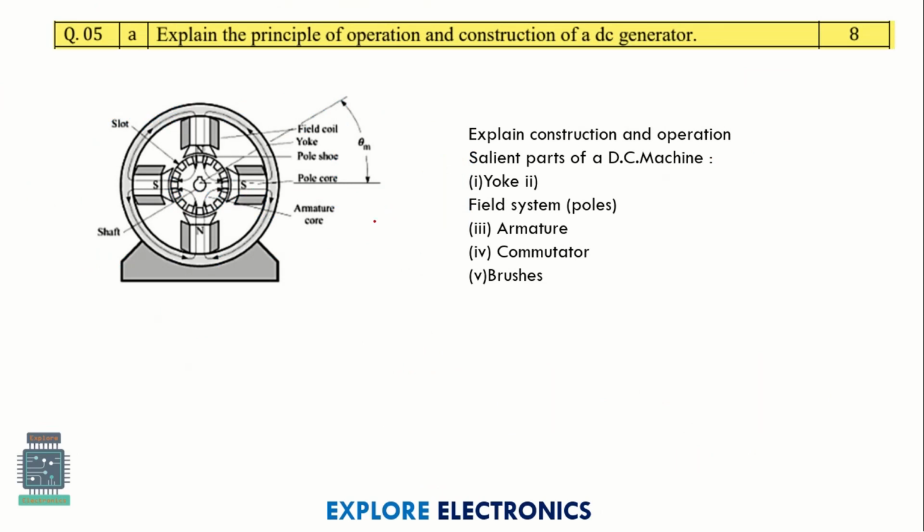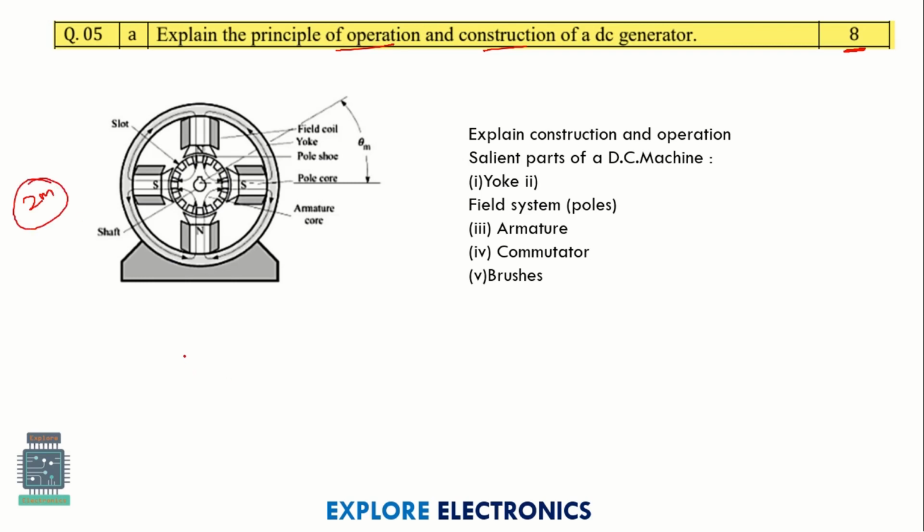Then explain the principle of operation and construction of DC generator. Here it is a theory question. It is asked for 8 marks. So obviously principle of operation and construction is there. So it obviously carries 2 marks.